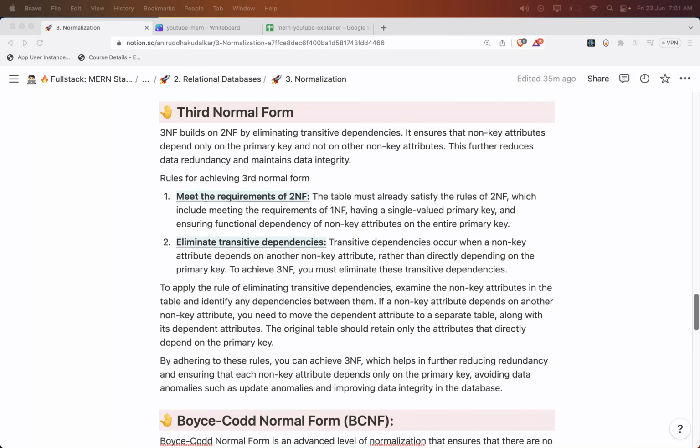Hi, in this topic we will see what is a third normal form. When you talk about the third normal form, there are only two requirements. It should fulfill the requirements of the second normal form and it should eliminate the transitive dependency. What do you mean by transitive dependency?